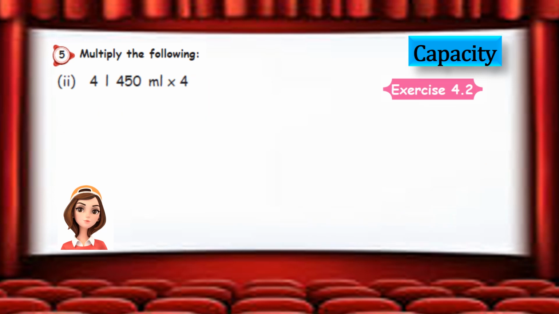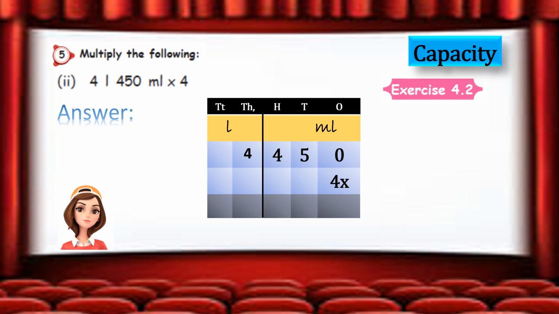So exercise 4.2, fifth one, multiply the following, and the second sum. Here also, as usual, just fill in the tabular column with proper place value and then proper measuring unit. Then let us start. 4 zeros are 0. Then 4 fives are 20. So 0 must come down on the right side and 2 must be carried forward.